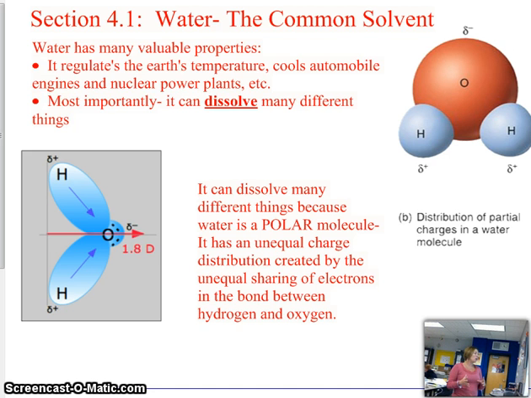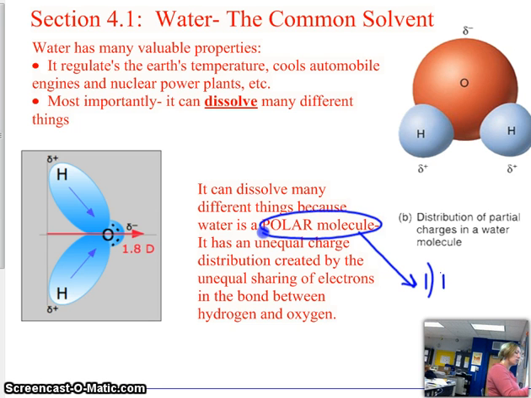And again, the reason it can dissolve is because it's a highly polar molecule. Now, molecule polarity is determined by 2 things. It's determined by bond polarity and the distribution of the partial charges. So the fact that it's a polar molecule is for 2 reasons. It has, number 1, polar bonds. Let's talk about those first.